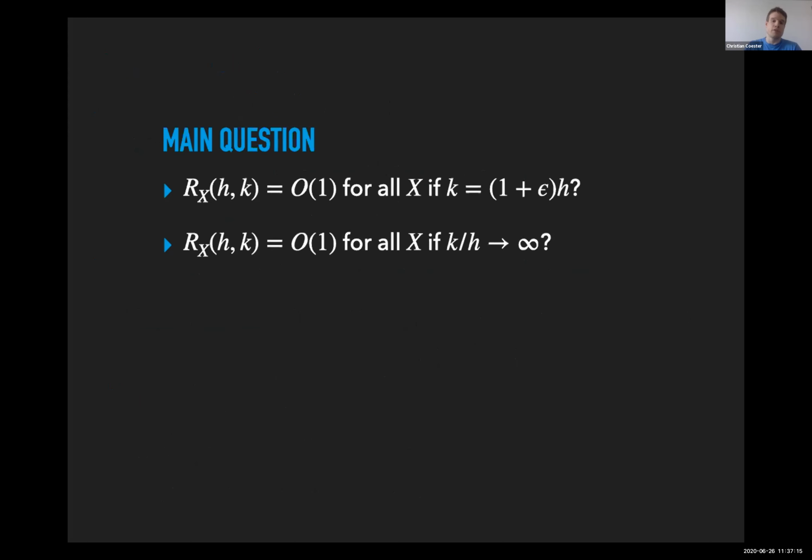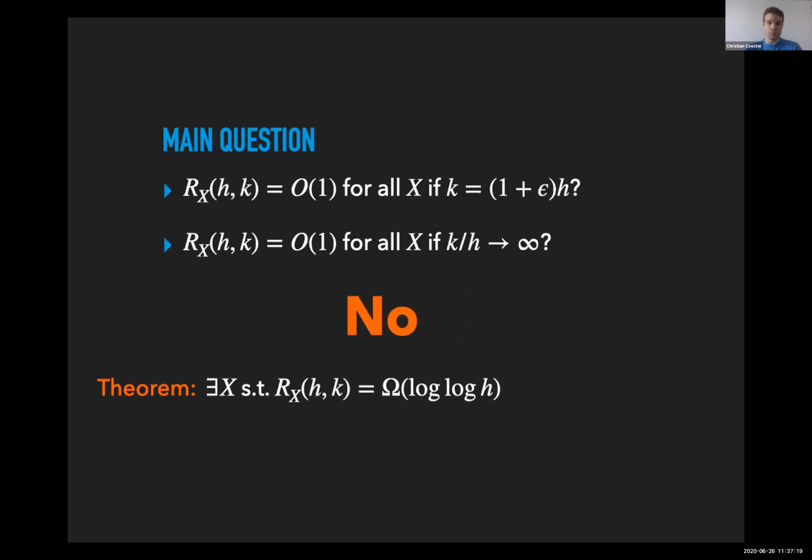And perhaps surprisingly, in light of the previous results, it turns out that the answer is no. So more precisely, we show that there exists a metric space where the competitive ratio of the HK server problem is at least log H. So it's not a constant, it grows with the number of offline servers. And this is no matter how big K is.